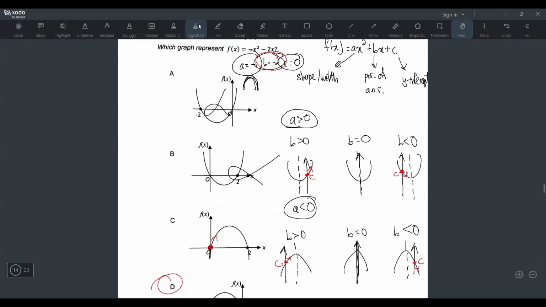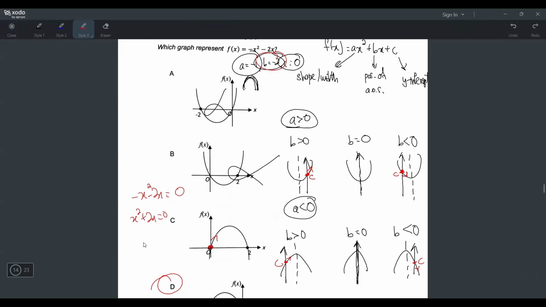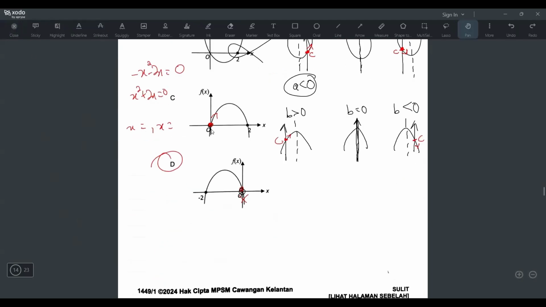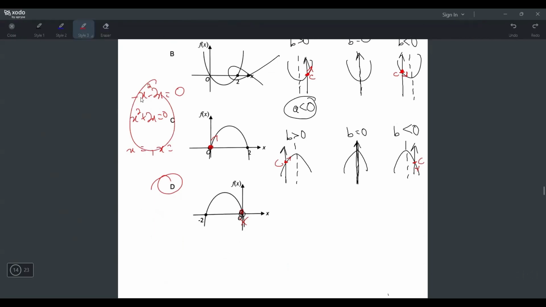It means they will say something like, oh sir, replace y with 0, negative x squared minus 2x equals 0, and then x squared plus 2x equals 0, and then press the calculator, get the two answers, and see which one gives you that. They will give you 0, negative 2, and then bullet D. Okay, you can also do it like that.